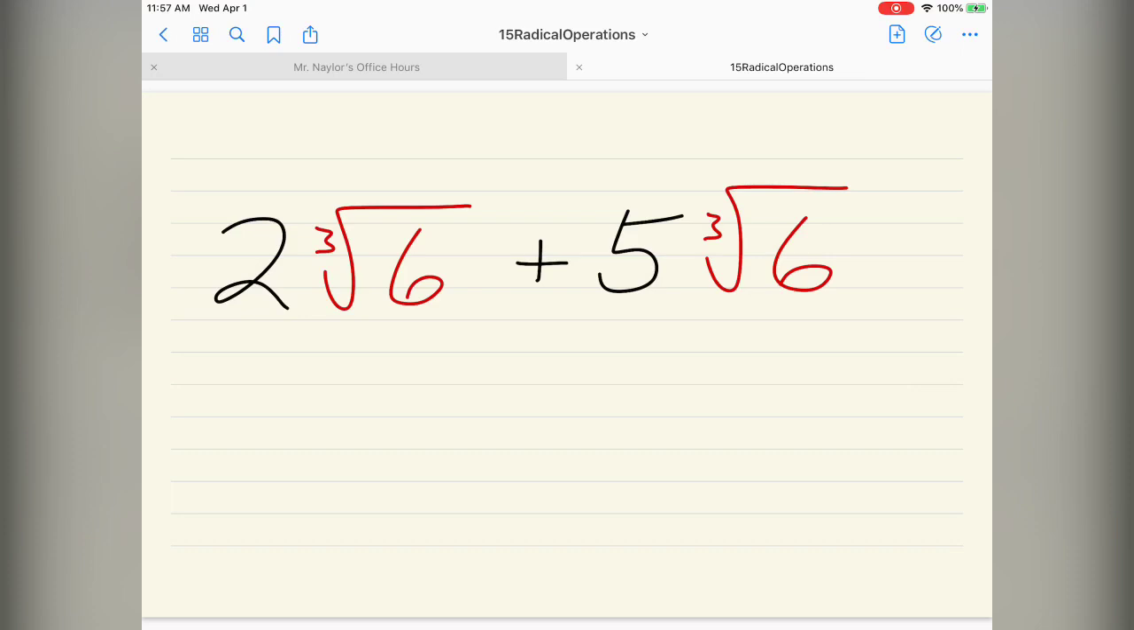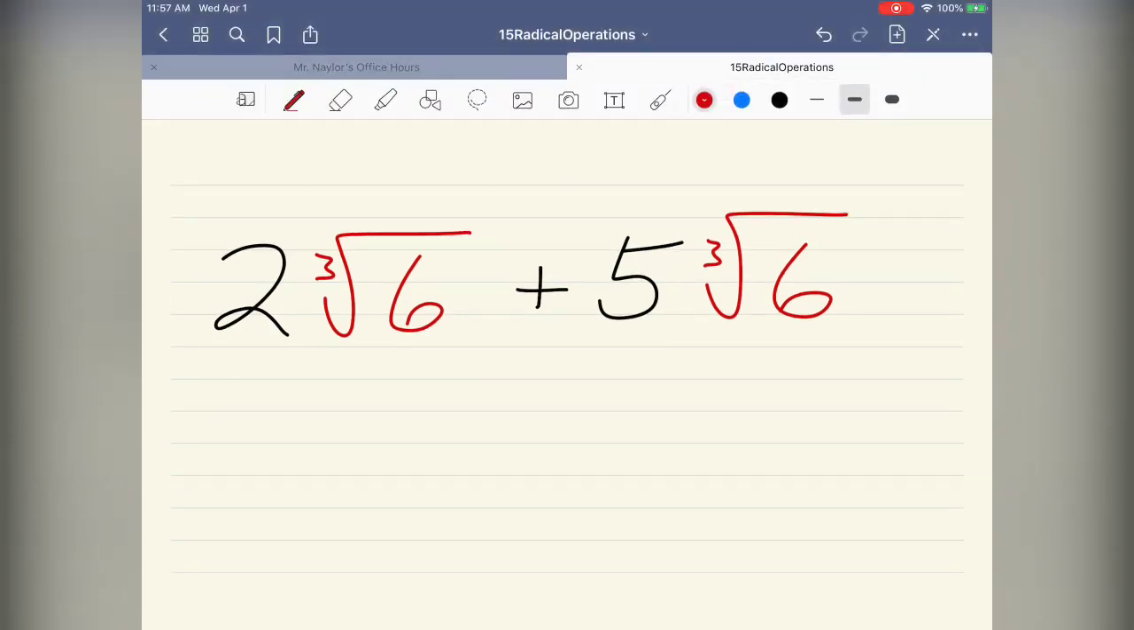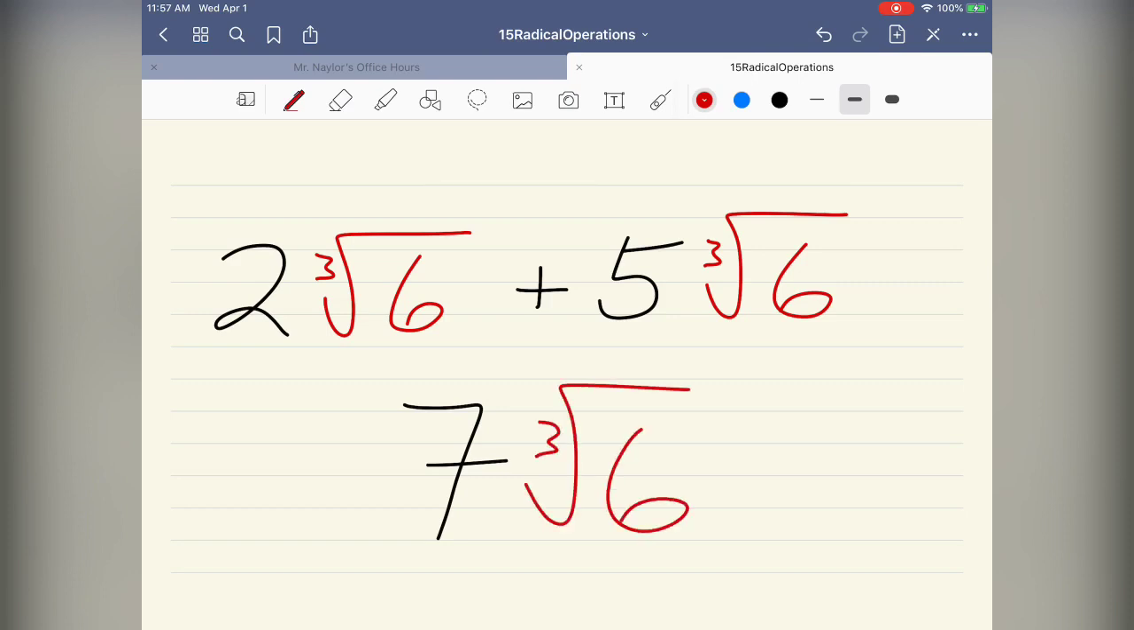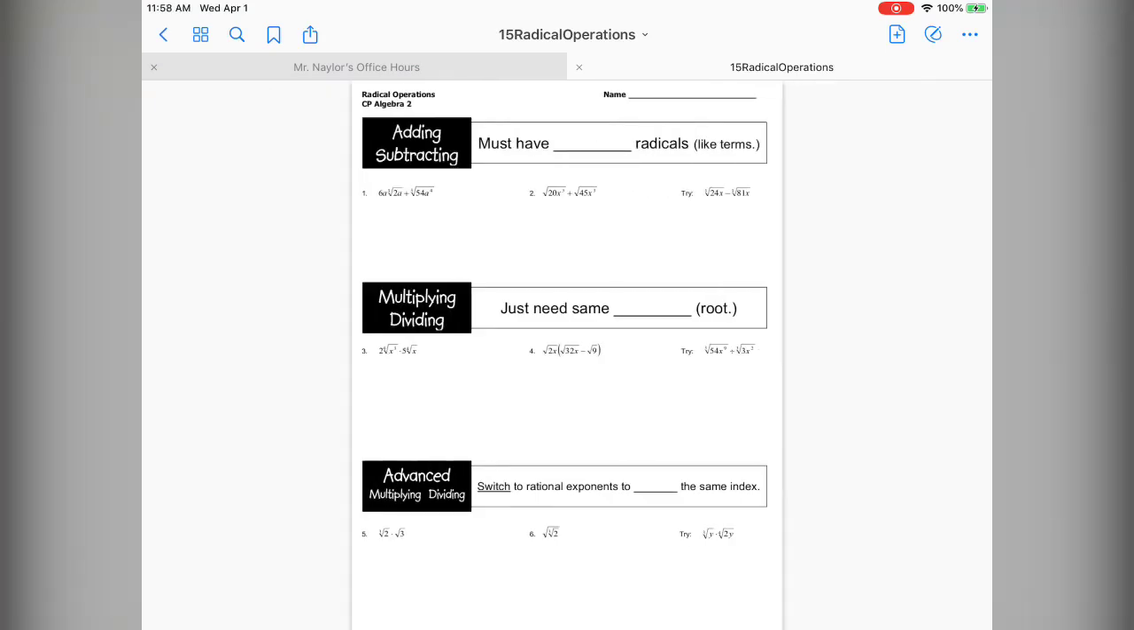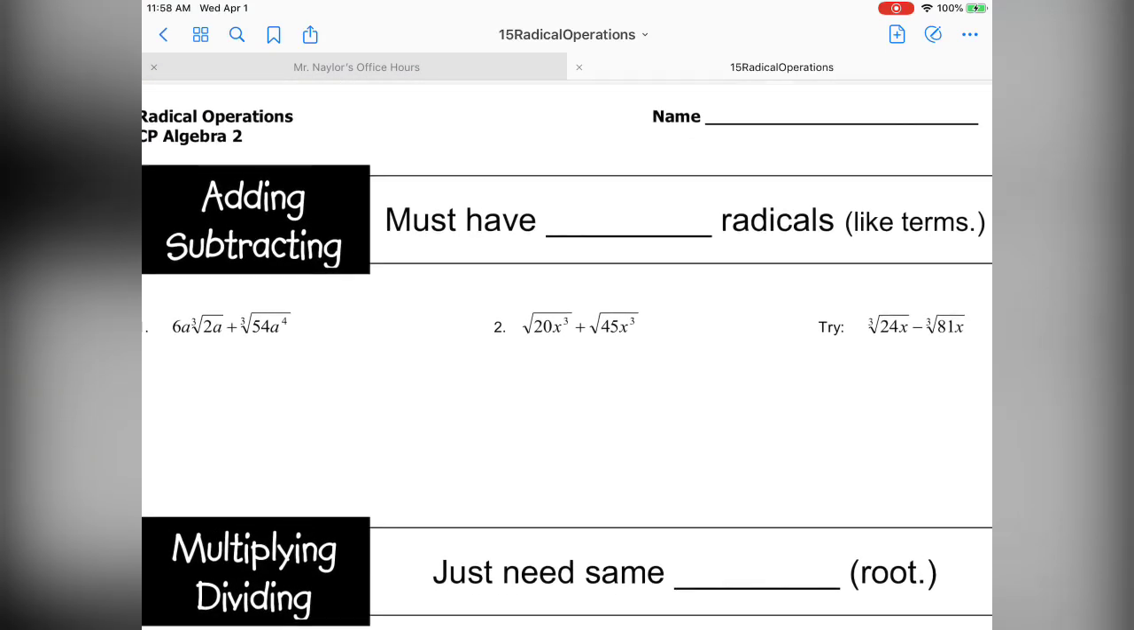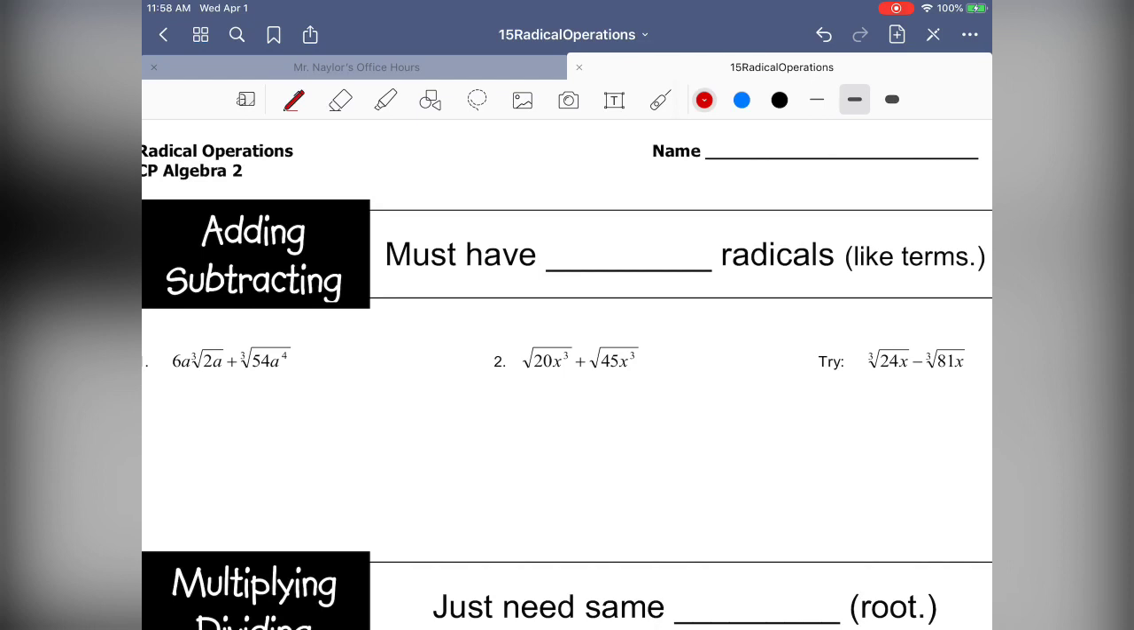Like, what if you wanted to add 2 root 3s of 6 with 5 root 3s of 6? Well, how many root 3s of 6 do you have now? If you have 2 root 3s of 6 plus 5, well, sure, you have 7 root 3s of 6. Pretty easy, right? Well, yeah, that's the general idea because you had like terms. You had what we call like radicals. So when you add or subtract radicals, you must have them be the same. You must have them be like each other.